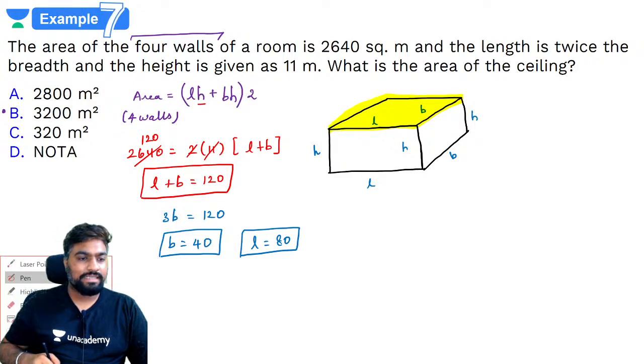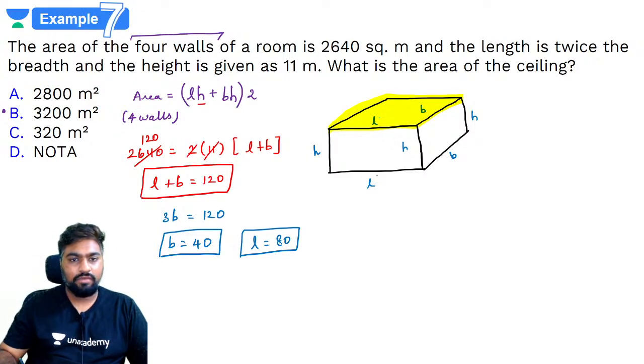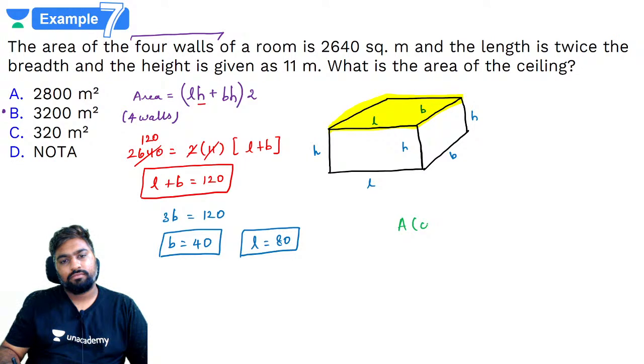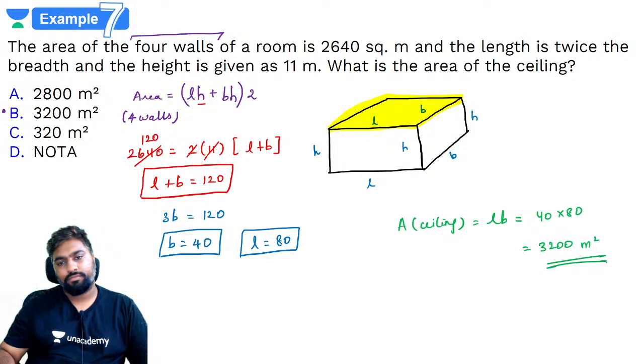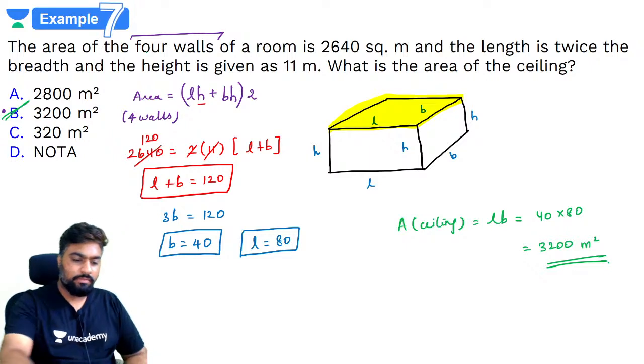So area of the ceiling is what? Length into breadth, which is 40 into 80. That's nothing but 3200 meter square. So sorry guys, थोड़ा सा मेरा दिमाग भी घूम गया.